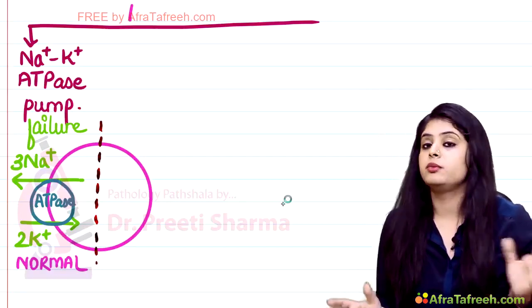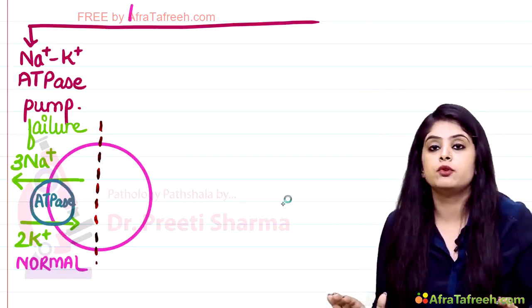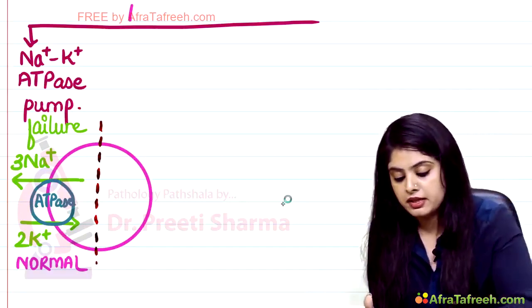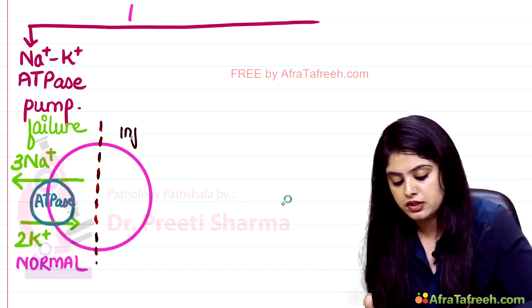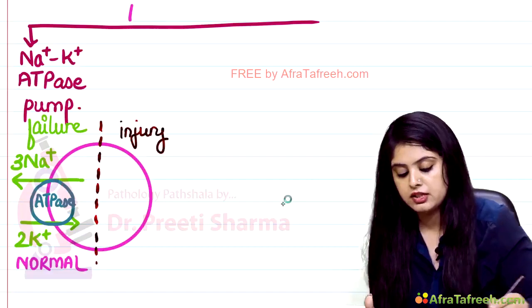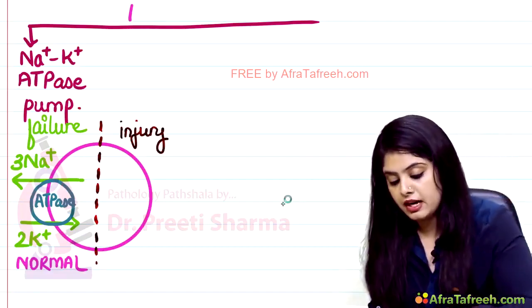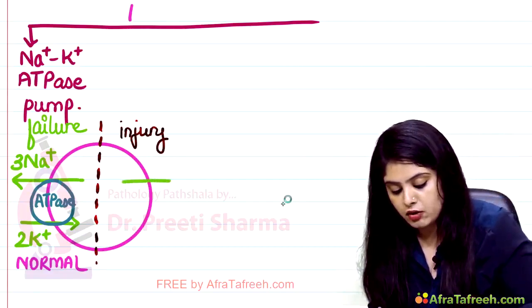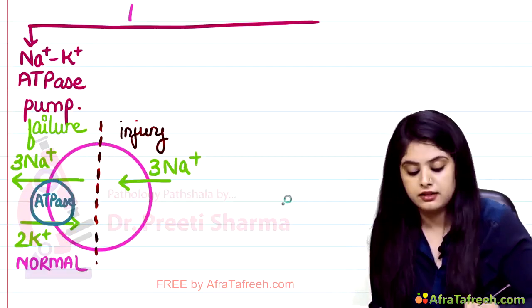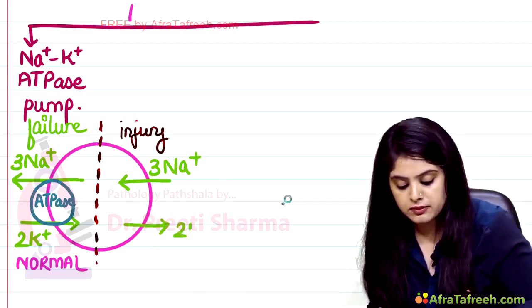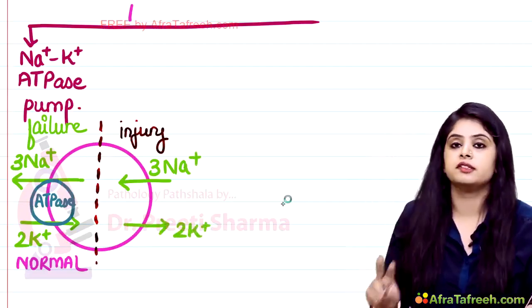But now I'm saying that we do not have ATP. This pump is going to fail. So what is going to happen? In case of injury, in case of reversible injury, this pump will undergo reversal. So now what will happen? Now we are going to have entry of 3 sodium, complete opposite. 3 sodium will enter and 2 potassium will exit. So there's going to be a reversal.